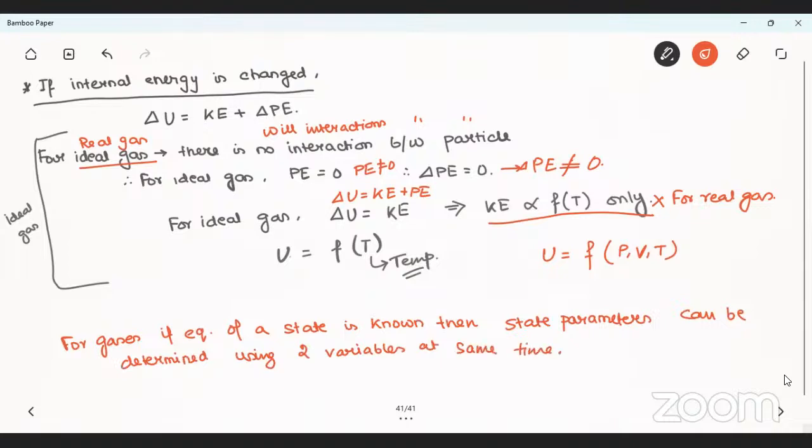This is one of the very important properties, like U is a function of, suppose, pressure and volume, with T kept constant, or U is a function of pressure and temperature, with volume kept constant, or it is a function of volume and temperature, with P kept constant. So these are the different things for the real gases. And for the ideal gases, if the internal energy is changed, these are the different conditions. Now let's do a derivation for ideal gases.